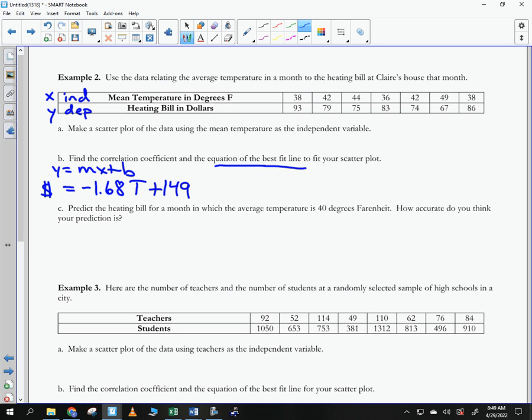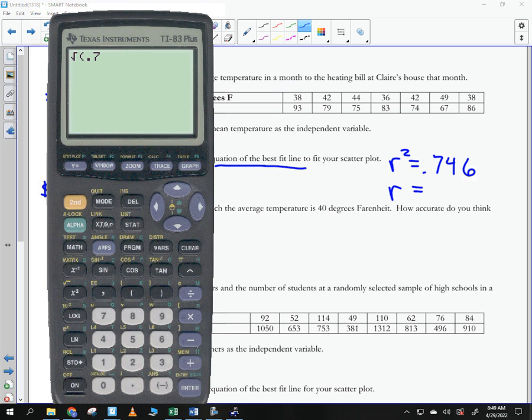Okay, then it says find the correlation coefficient. You don't actually have the correlation coefficient yet. We have R squared is equal to what? What was it? 0.746. So we don't want R squared, we want R. So what do we have to do to both sides? So we're going to square root 0.746. And I take the square root of 0.746 and I get 0.864.